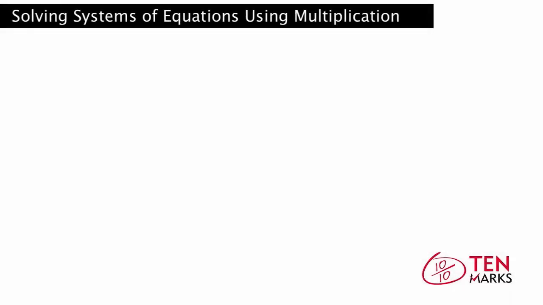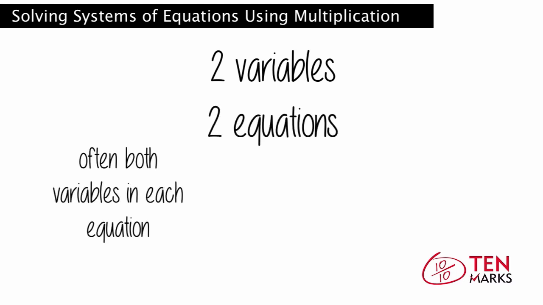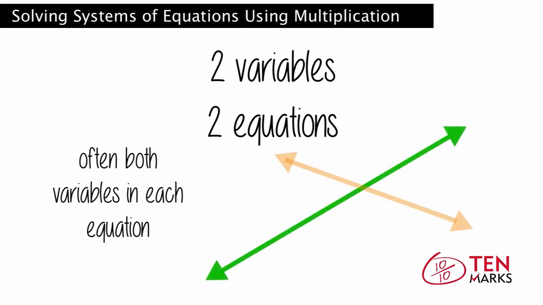In this lesson, you'll learn to solve systems of equations by using multiplication and elimination. A system of equations for two variables needs two equations and often has two variables in each equation. The solution to the system of equations are the values for x and y that work in both equations. The solution also represents the point where the graphs intersect.